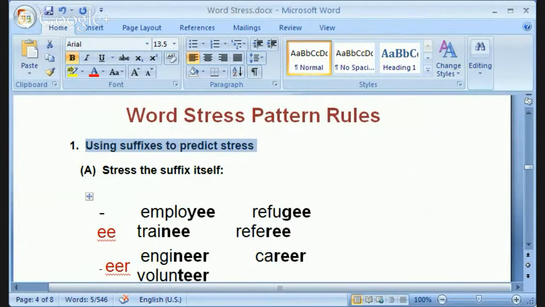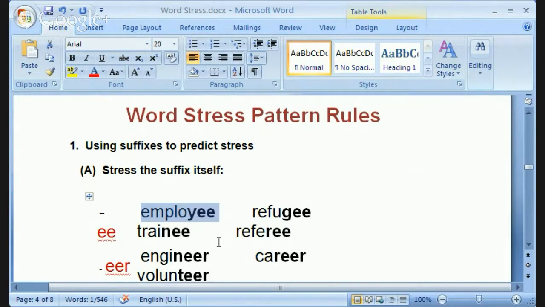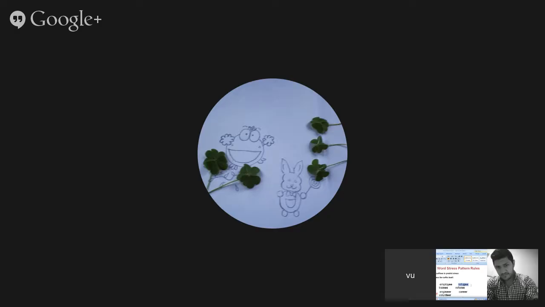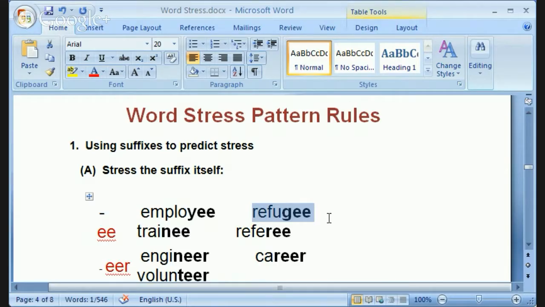Okay, for example, Irving, can you read this word? Employee. Employee. Okay. Very good. Vu, you try this one? Refugee. Refugee. Yeah, I need to hear the J sound. Refugee. All right. Notice the similarity. Notice the long E ending. Employee. Refugee. Referee. Trainee.